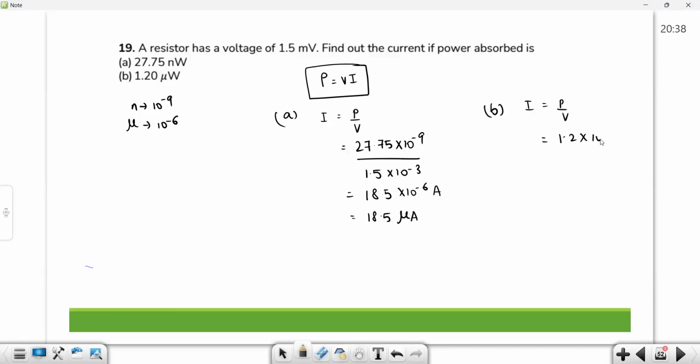And for B, I is equal to P by V is equal to 1.2 into 10 power minus 6 by 1.5 into 10 power minus 3. Then this is equal to 0.8 into 10 power minus 3. This means 10 power minus 3 is milliamps. Done. And you can also write this as 800 microamps. 0.8 milliamps is also correct. 800 microamps is also correct answer. Clear now? Yes. Is it clear? Please reply.